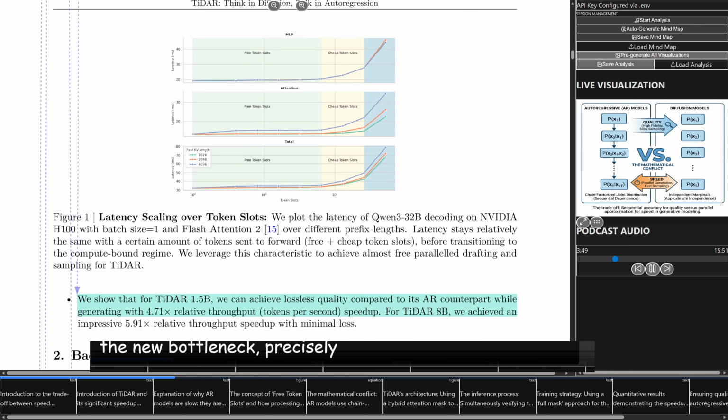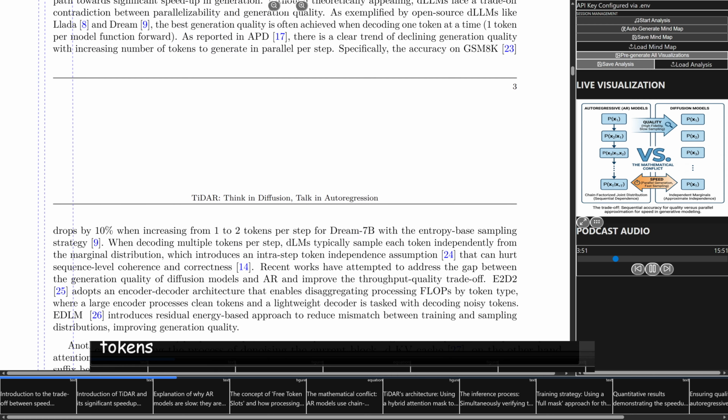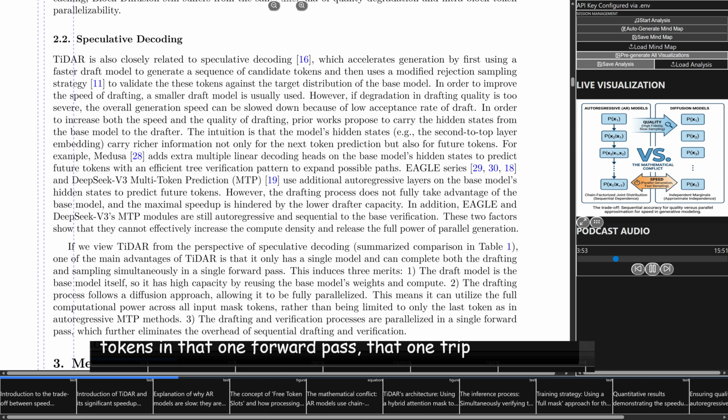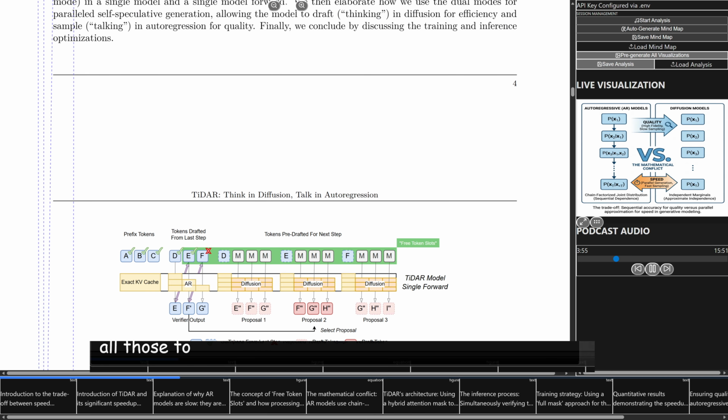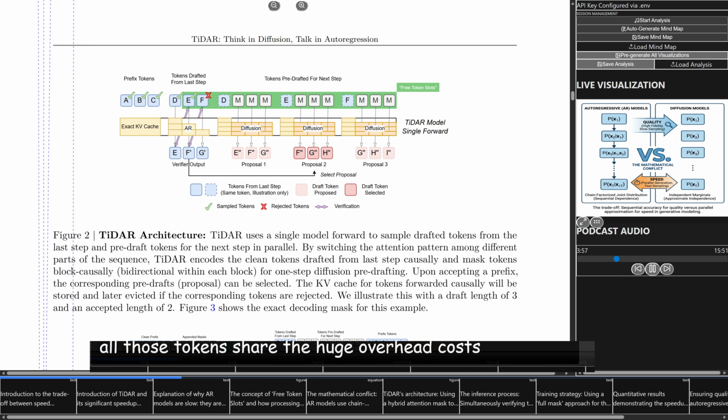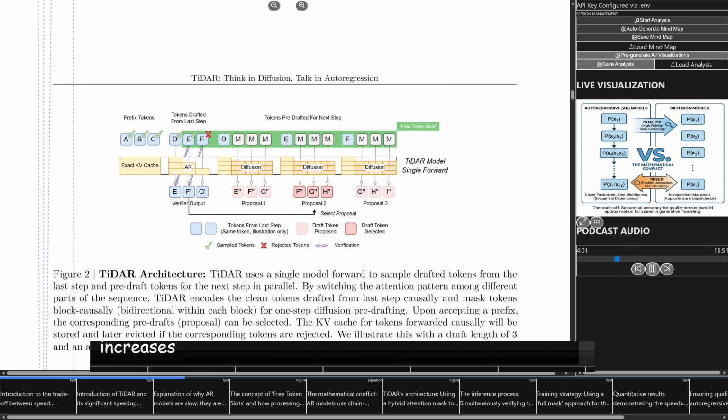Precisely. If you can decode multiple tokens in that one forward pass, that one trip for the semi-truck, all those tokens share the huge overhead costs of loading the weights and the KV cache. Yeah. This just dramatically increases your compute density. More throughput, no extra latency. This is the hardware efficiency that TiDAR is built on.